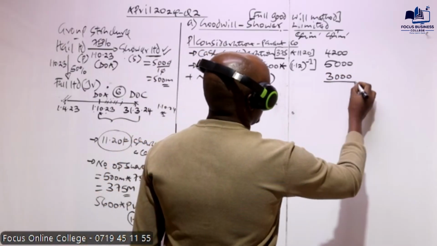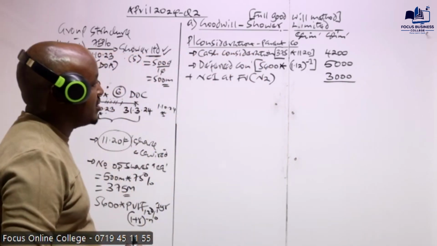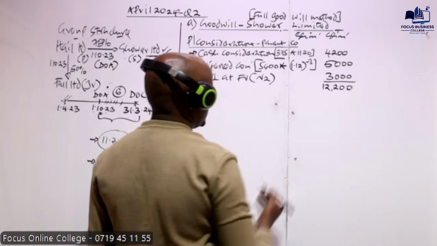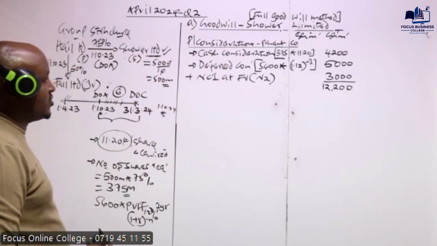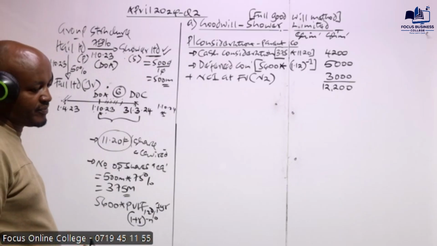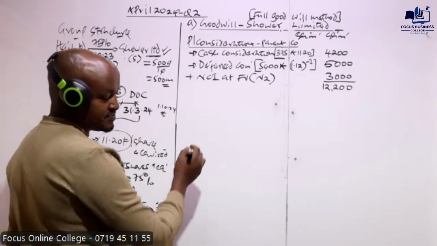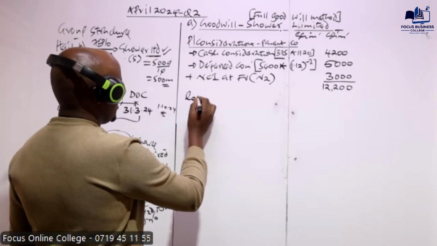So let's first of all get the total here. The total will be 12,200. I hope that is what you're getting as a total. 12,200. Is that what you're getting?